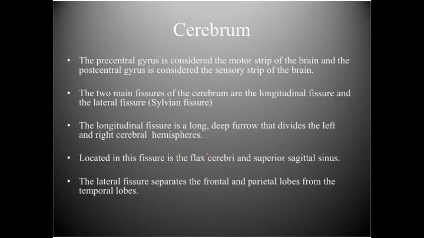The precentral gyrus is considered the motor strip of the brain, and the postcentral gyrus is considered the sensory strip of the brain. So know that precentral is the motor, postcentral is sensory. The two main fissures of the cerebrum are the longitudinal fissure and the lateral fissure, or the Sylvian fissure. And we'll see this embodied in CT.